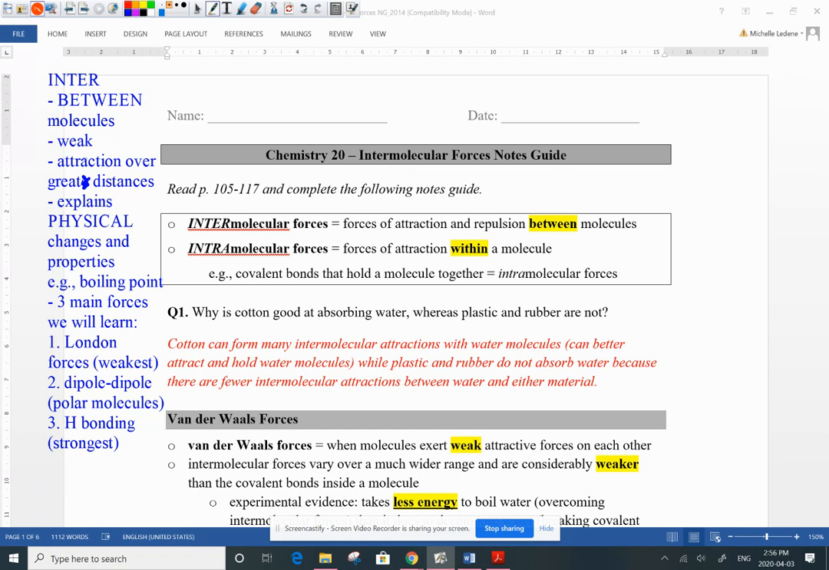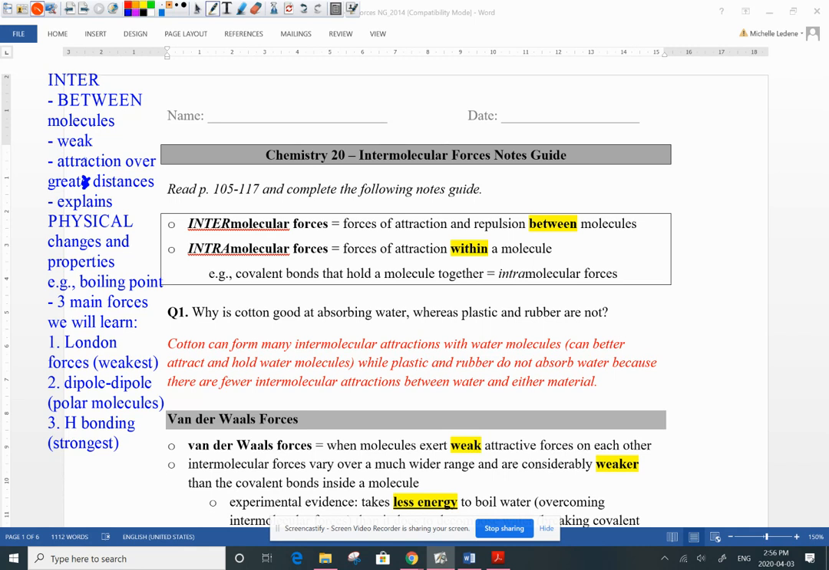The three main forces we're going to learn about today are the London forces. Those are the weakest of the intermolecular forces. Dipole, kind of medium strength ones that are found in all polar molecules. And then the strongest ones, the hydrogen bonding force.